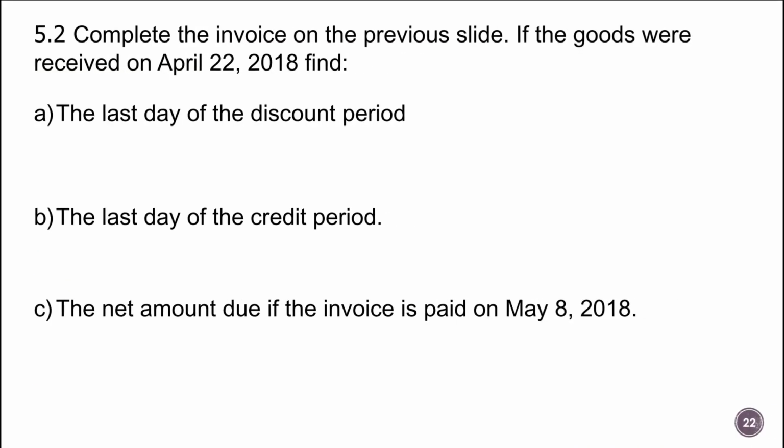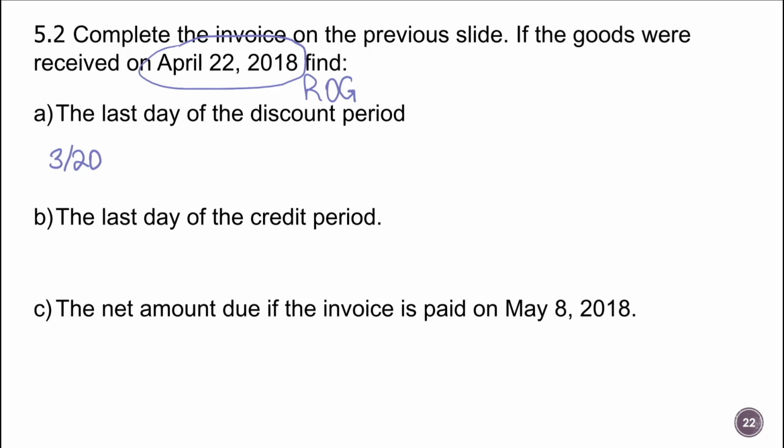Okay, so let's go over here. It says complete the invoice on the previous slide, which we did. If the goods were received on April 22nd, 2018, so we are using this date for our receipt of goods, right? That's when we actually got the goods. That's when we have to figure our discount period. And if you look back at the invoice, you'll see we get a 3% discount, right? 3/20. That was our discount. And that was the only discount. So we get 3% if we pay within 20 days.